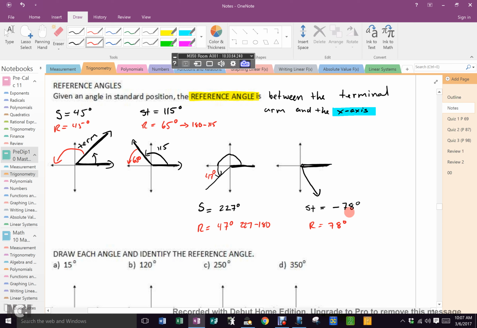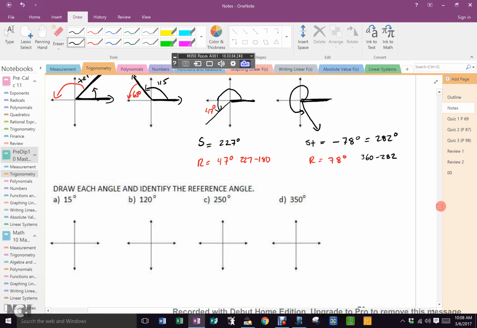What is the real measurement of this? What's the positive measurement of that? 282. Because we go all the way around. So negative 78 also equals 282 degrees. So you will notice that 282, 78, and 360 will help you out. How do you know that was 78? It was 360 minus 282. Everybody cool? The only thing you can do now is practice it.